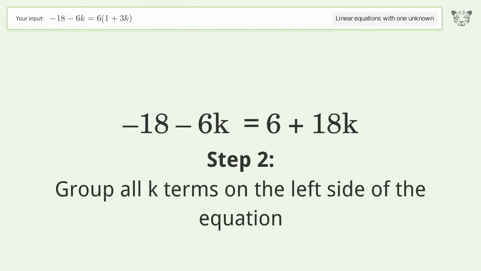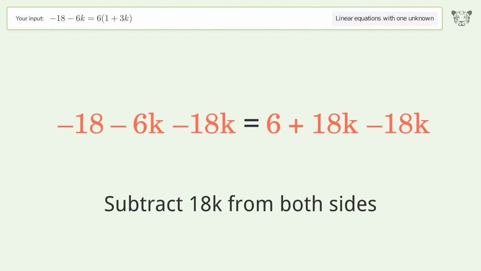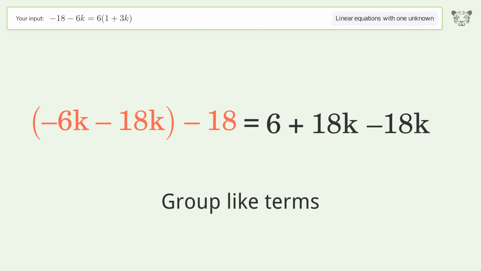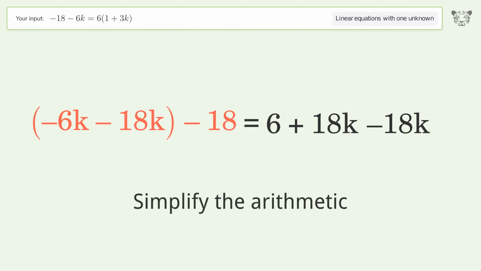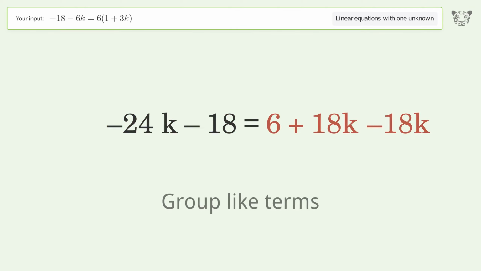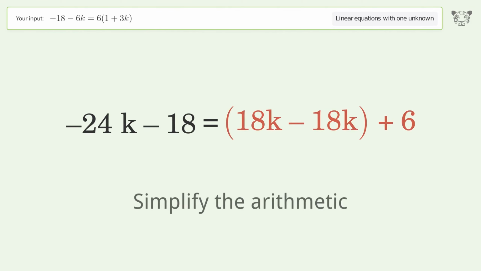Group all k terms on the left side of the equation. Subtract 18k from both sides. Group like terms. Simplify the arithmetic. Group like terms. Simplify the arithmetic.